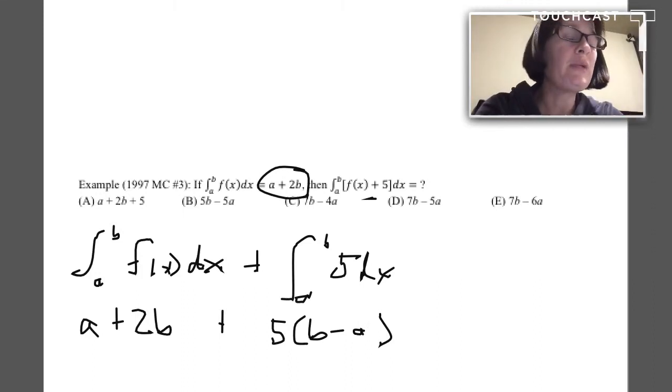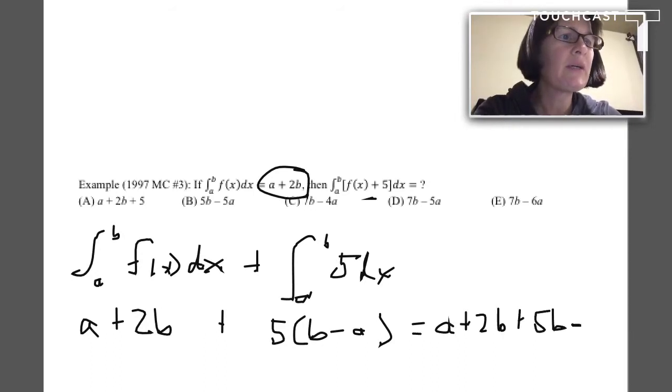So a plus 2b plus 5 times the quantity b minus a, which gives us a plus 2b plus 5b minus 5a, which simplifies down to 7b minus 4a. Our answer is C.